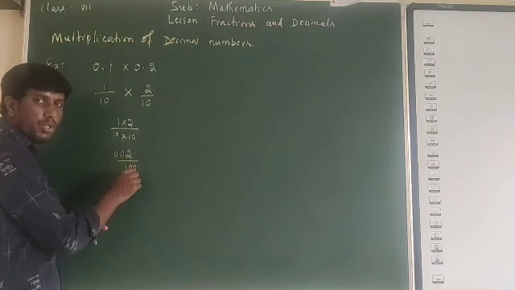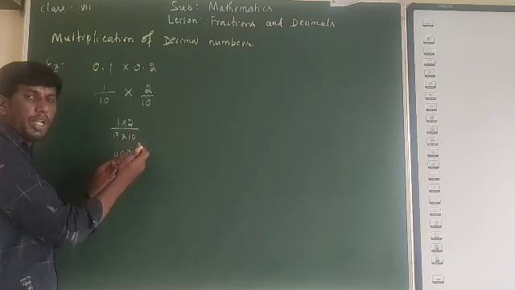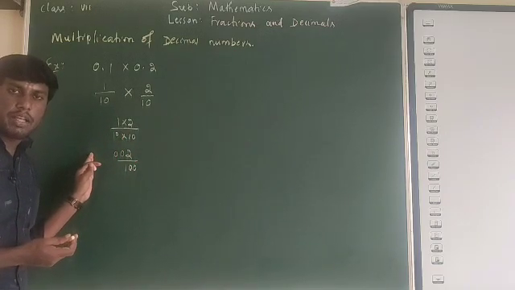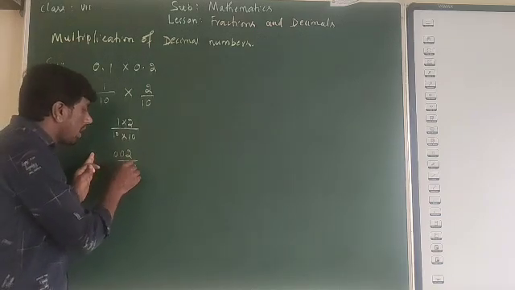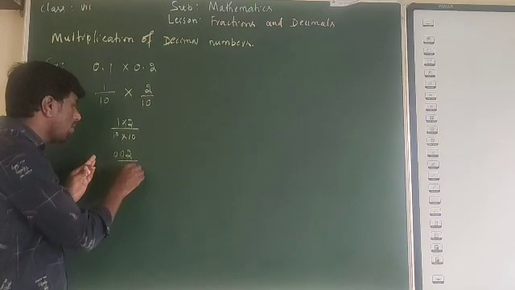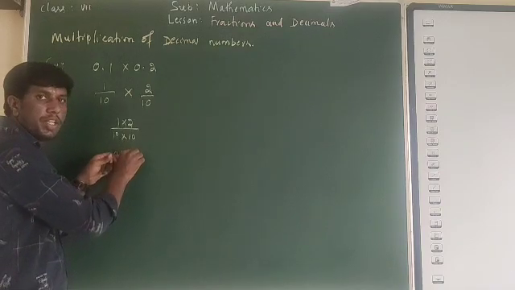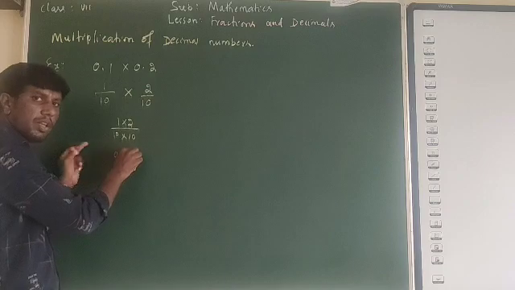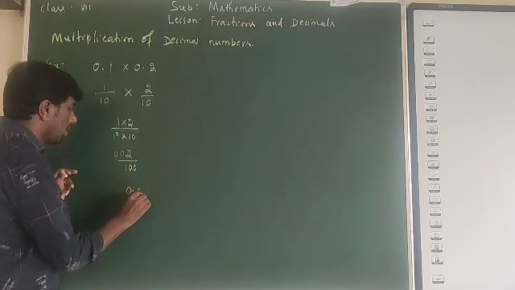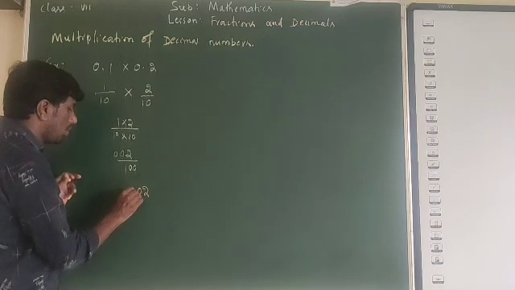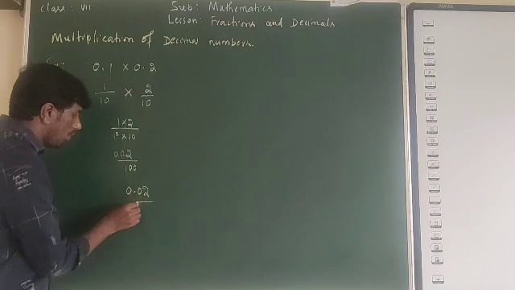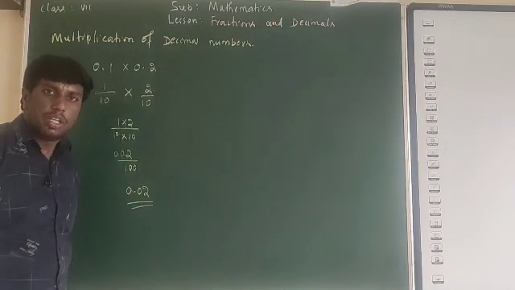2 zeros. So if I am having 2 zeros, I should bring the decimal point to the left side as many places as the number of zeros in the denominator. How many zeros do I have? 2 zeros. So I should bring the decimal point 2 places left. So 1, 2. So that means 0.02 will be the answer. Correct? Any doubts in this?